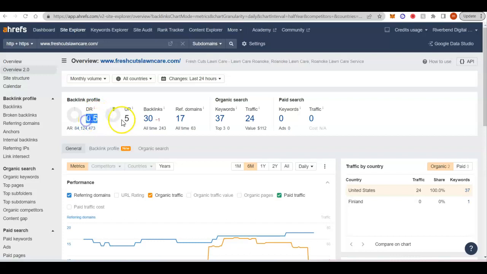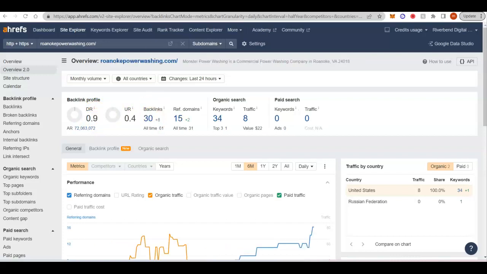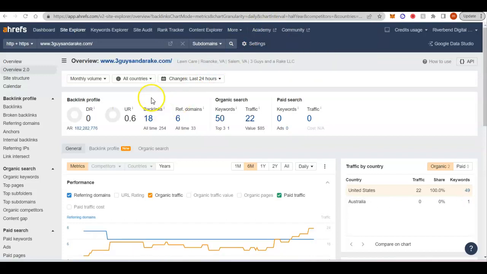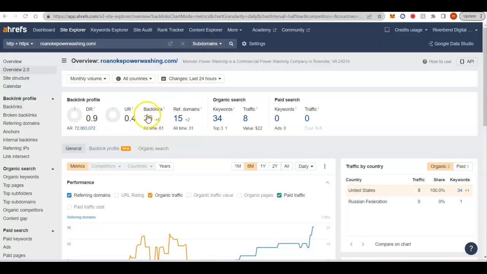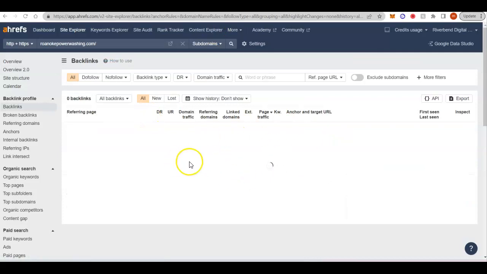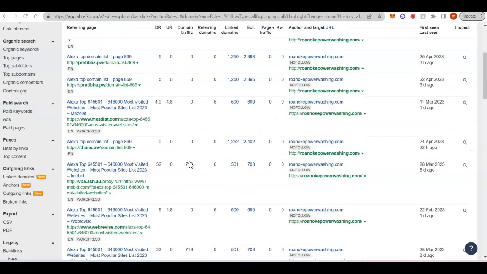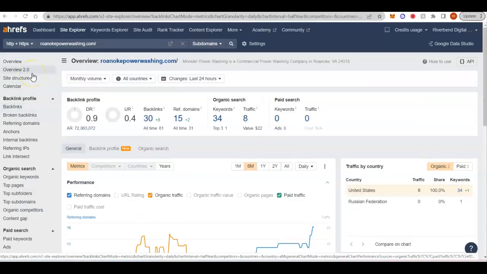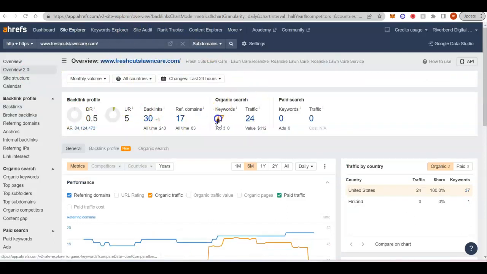So this number needs to be a lot higher. They only have 30 backlinks coming in. Roanoke pressure washing, very low power. That means that these websites would be very easy to outrank and get yourself ranking above them. And again, very little power. The good thing is we can actually go in and see what backlinks all your competition is getting. Because if those links put them on the first page of Google, they'll put you on the first page of Google too. You just want to get those same links and then get more, and then you'll start ranking for the keywords.